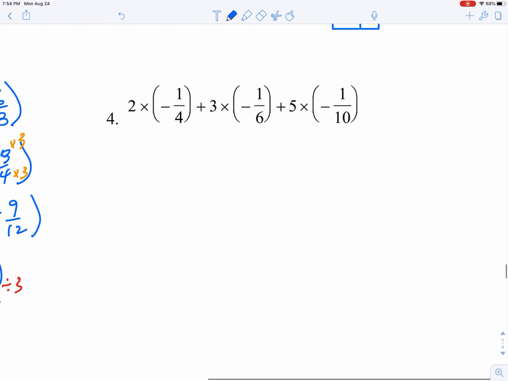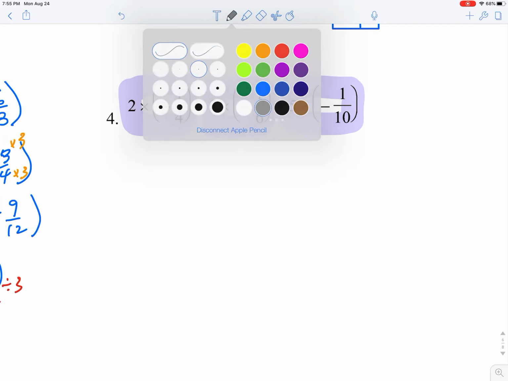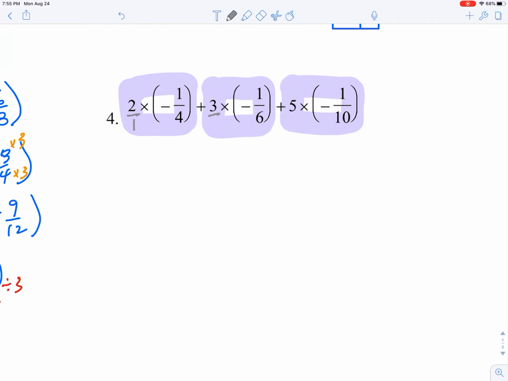Question 4. Okay, I've got to figure out what this is. And then there's a plus sign. And then what this is. And then another plus sign. And then what this is. So I have 3 terms here. And remember, I'm going to write all these whole numbers as fractions with a denominator of 1, or over a ghosty 1.